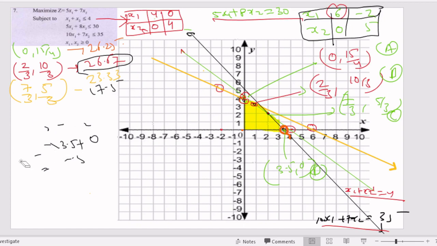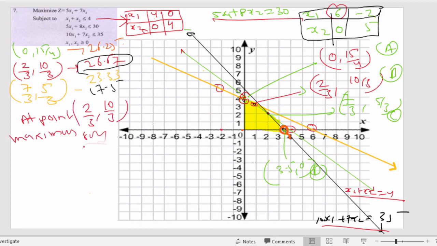Okay, so what will be your solution now? At which point do you have the maximum solution, you need to write that at the point 2 by 3 and 10 by 3 is the maximum solution. And what is your maximum solution? Either you can write 80 by 3 or 26.67. The choice is yours. You will get full marks.